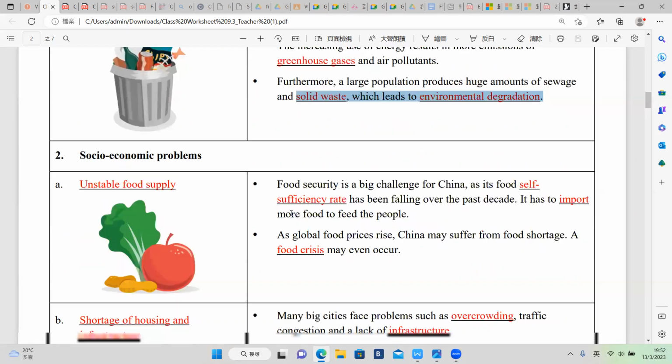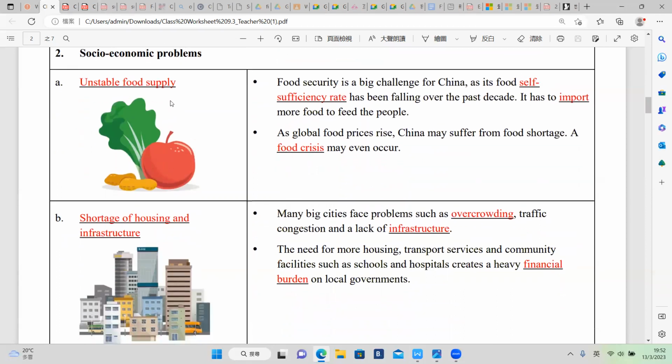These cause environmental degradation, which makes the environment poorer. How about socio-economic problems? Unstable food supply, which includes food security, is quite a big challenge in China nowadays. The self-sufficiency rate for food is declining. We may need to import more food; for example, wheat in China still needs to be imported from other countries.